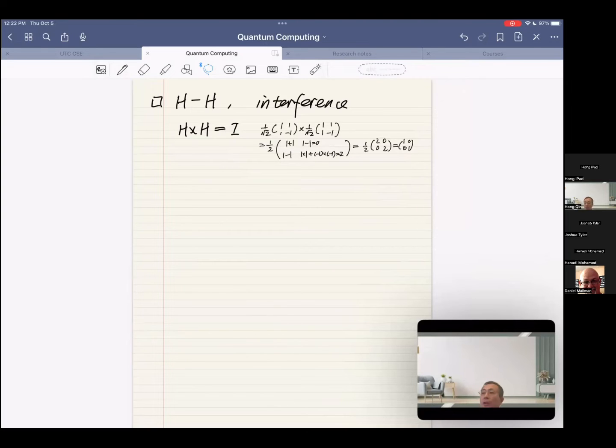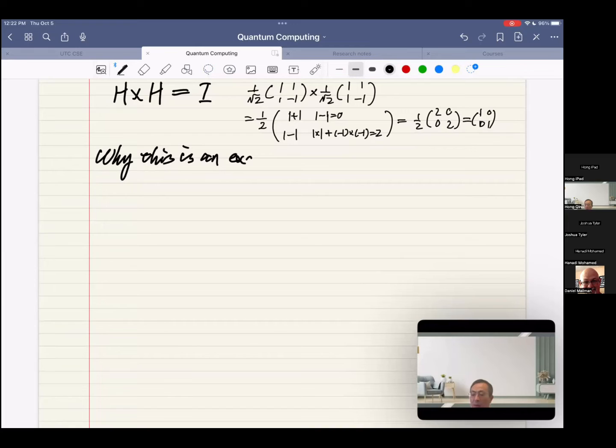But there's also more meaning to this. So we can actually write it in a different way to show why this is interference. So let me try to explain why this is an example of interference.